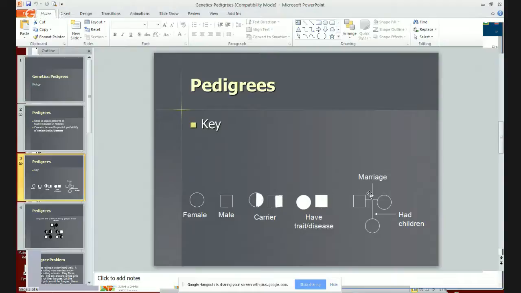So, anything that links like this means that there was a marriage, and any line coming down from that bar means children, and they can have multiple children. So they could have like 3 down here. If there's anything coming out from it, it means it's going back to the person's parent or sibling. So those are the things that you want to be aware of when you're reading and when you're making your pedigrees.